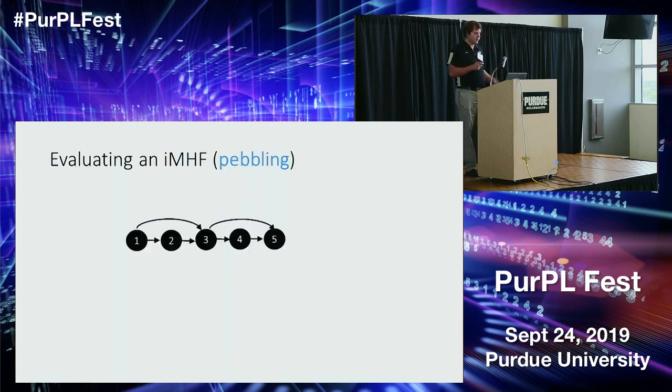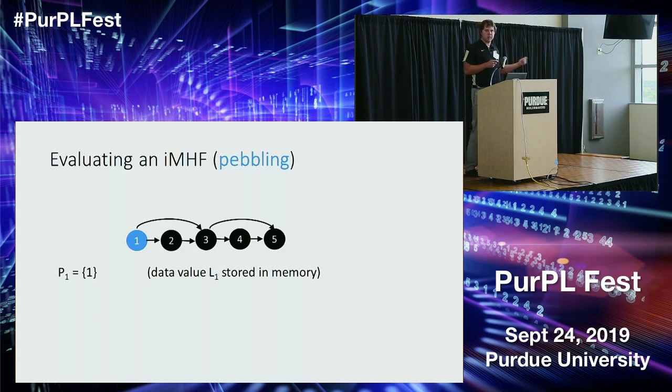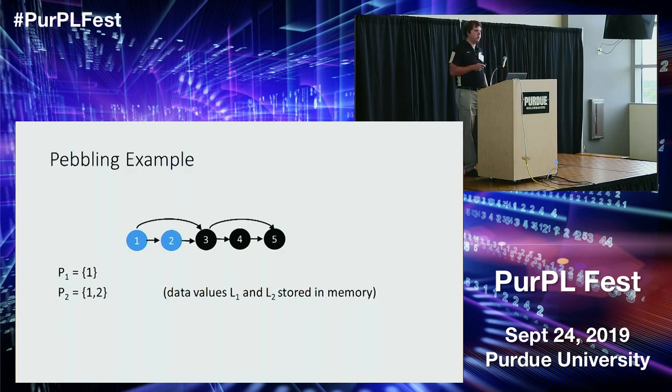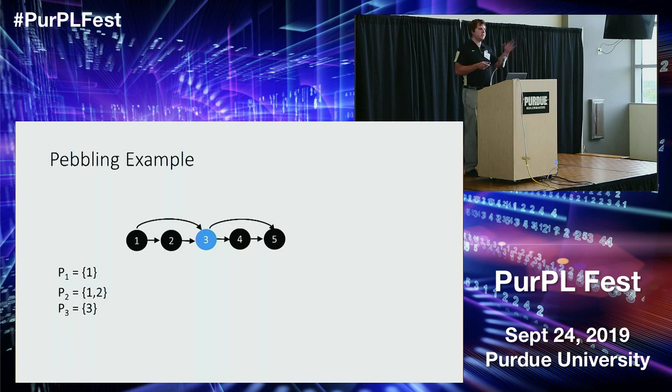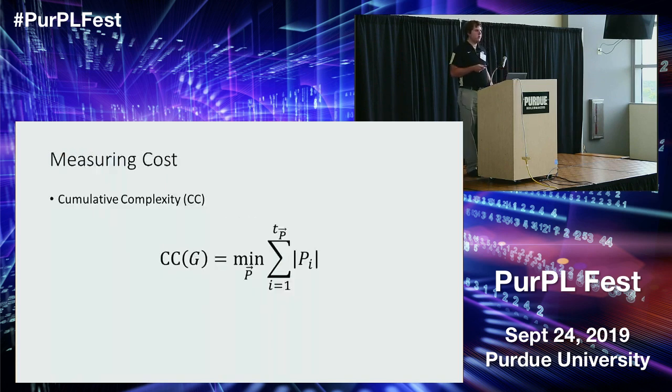Here's just a simple example. Pebble node 1, then pebble node 2. Now I can place a pebble on node 3. At the same time, I might free up locations 1 and 2 to reduce memory. Now I can place a pebble on node 4, place a pebble on node 5, and I'm done. So now the question is, how do we measure the cumulative memory cost of a function? One way to do this is by looking at the best pebbling of our graph. And how do we define best pebbling?